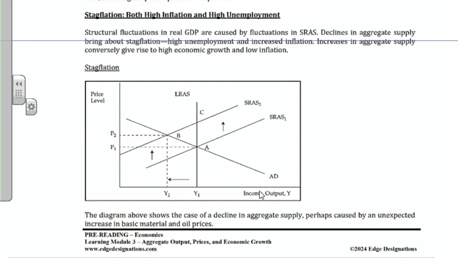Stagflation, one fancy word: high inflation and high unemployment. Sometimes it's not so bad if you've got high inflation. Of course, inflation is not a positive thing, but it's not as bad if you've also got a lot of employment. But with stagflation, you've got high inflation and high levels of unemployment. Structural fluctuations are caused when my short-run supply curve shifts. I've got declines in aggregate supply, which bring about increased inflation as well as increased levels of unemployment.